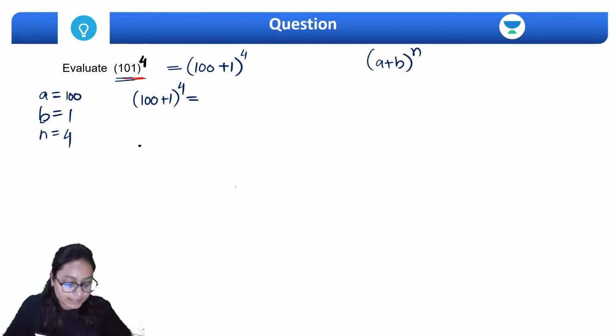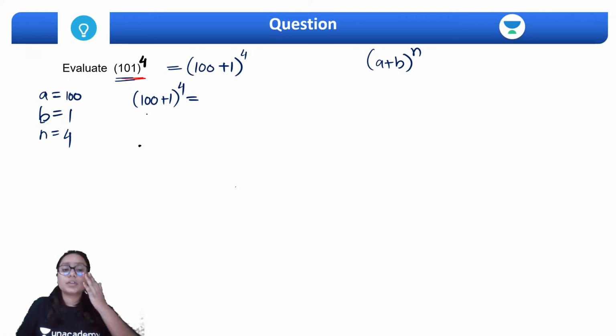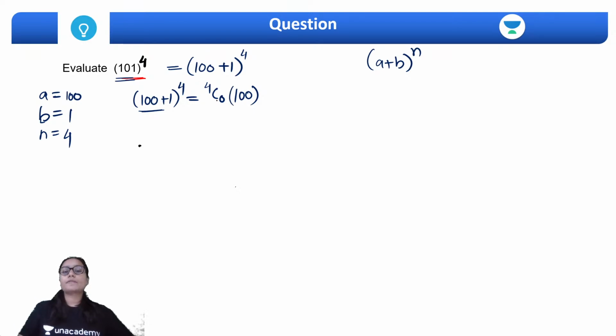Okay. Yes, let us discuss this one. Since the value of n is 4, I'll start with 4C0. So 4C0 times 100 raised to the power of, maximum power of 100 will be taken, so 4. Minimum power of 1 will be 0, so this will be 1.